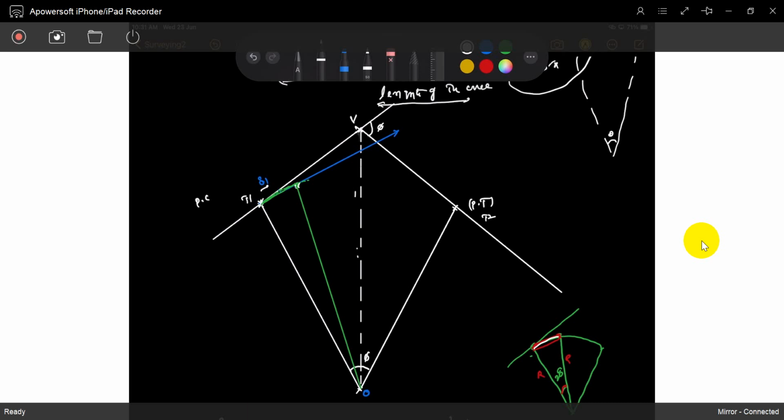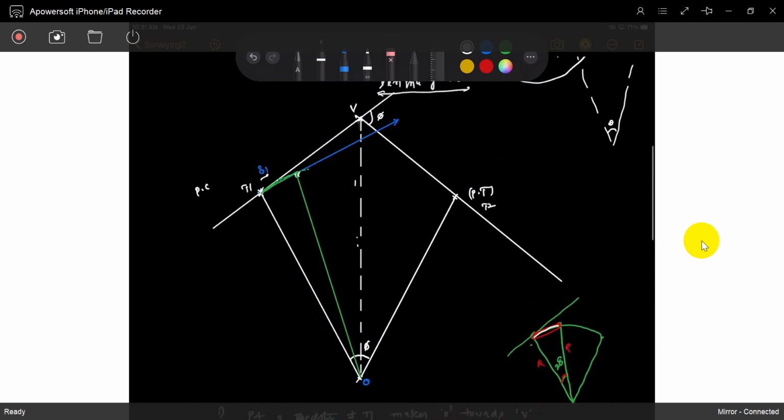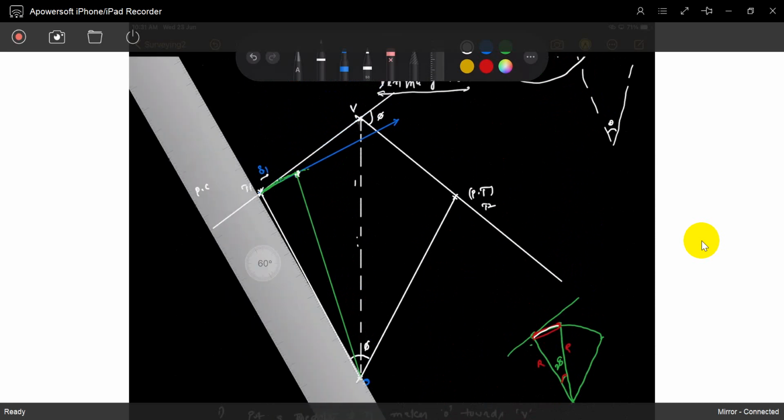Sir, for a 30 meter chain length, what is the angle made? You can easily calculate it by this, based on R also. If it is 30 meters, based on R we can easily calculate the angle. Understood? That's it. Later, the next point. How can we fix it? Go to the next point, from this point you chain another.